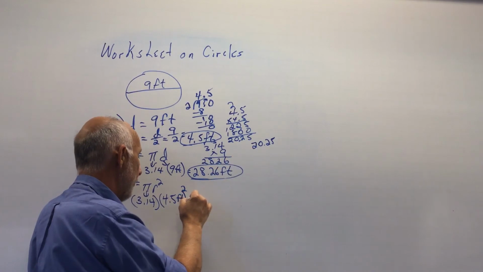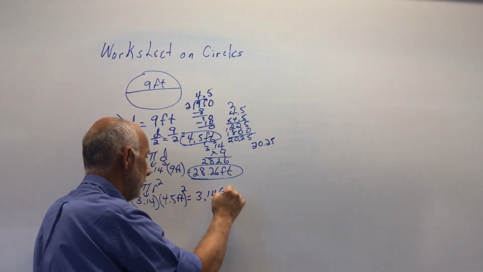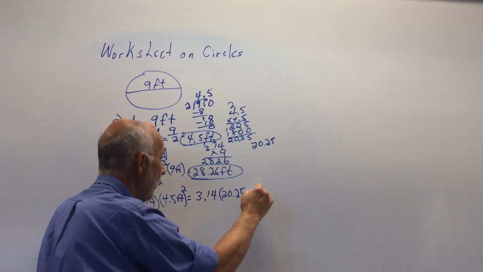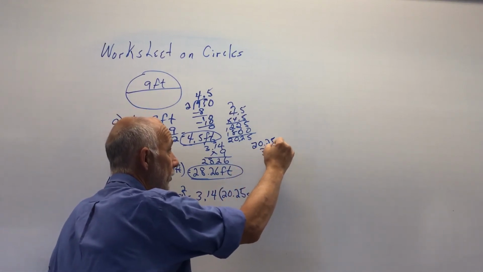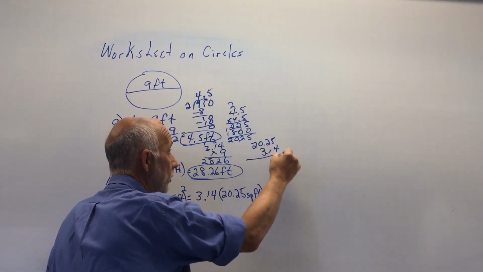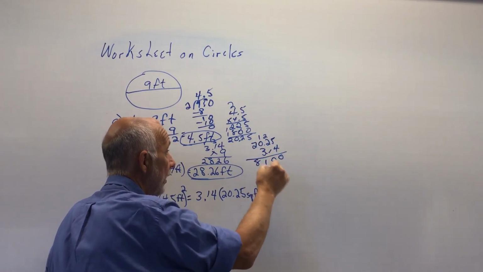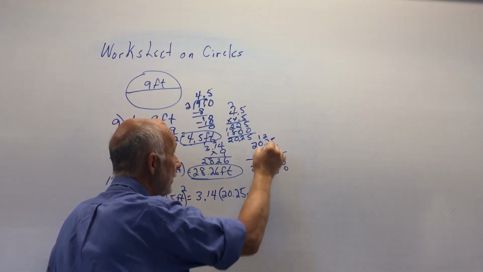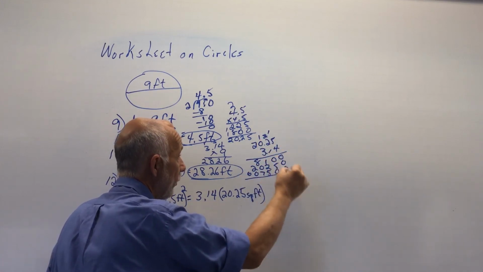is 20.25. And I got to multiply that times 3.14. And this again is why you want to have a calculator, because you don't want to have to do what I have to do right now. Okay, 20, carry your 2, 8 and 2 is 10, carry your 1, put a 0 here. Again, with a calculator, this is so much easier, but I don't have one right now.